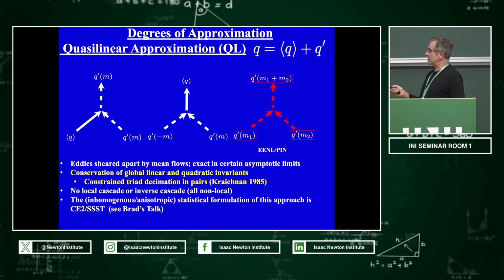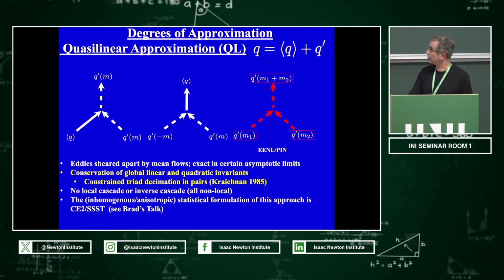Now this is an example, if you do this approximation, of what Craigman called constrained triad decimation in pairs. What this ensures is that you conserve global, linear and quadratic invariance, which is nice. We'd certainly like to do that. But as I said before, there's no local cascade or inverse cascade. Everything is non-local. And just to talk about this, the inhomogeneous anisotropic statistical formulation of this approach will be what Brad is going to call CE2.